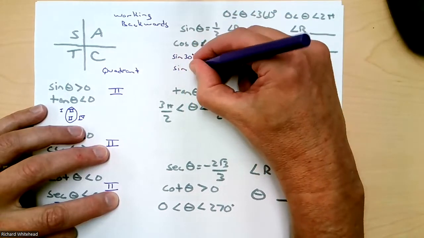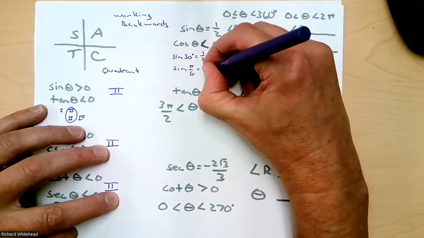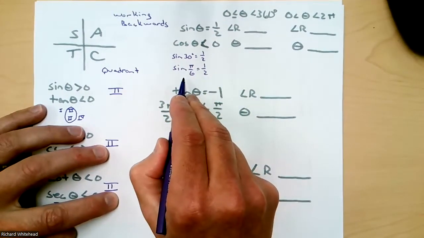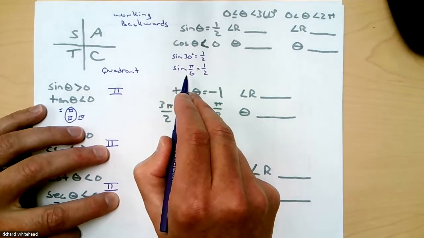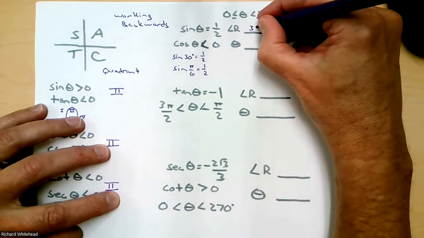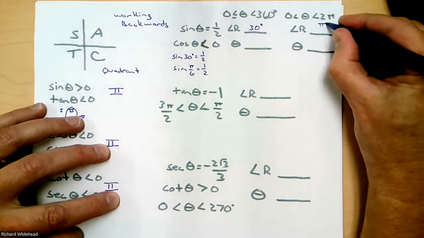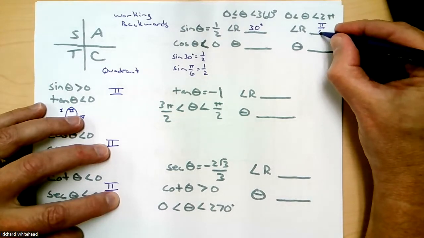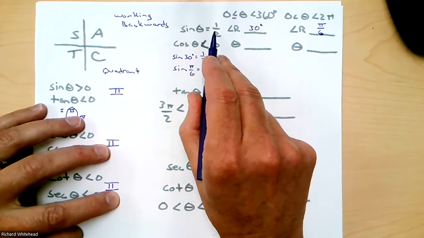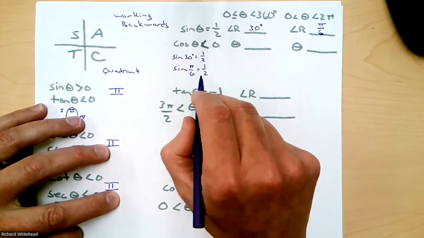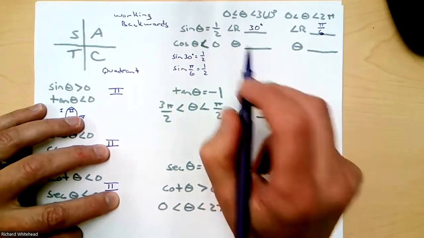Similarly, sine of pi over 6 is 1/2. And that's your reference angle, since that's the acute angle. So you think, okay, between 0 and 360, my reference angle is 30. Between 0 and 2 pi, my reference angle is pi over 6. So we said, okay, when is sine 1/2? We've got to start thinking in these terms.